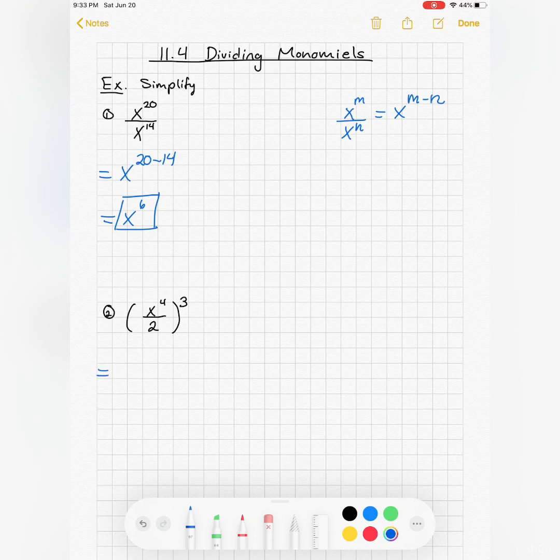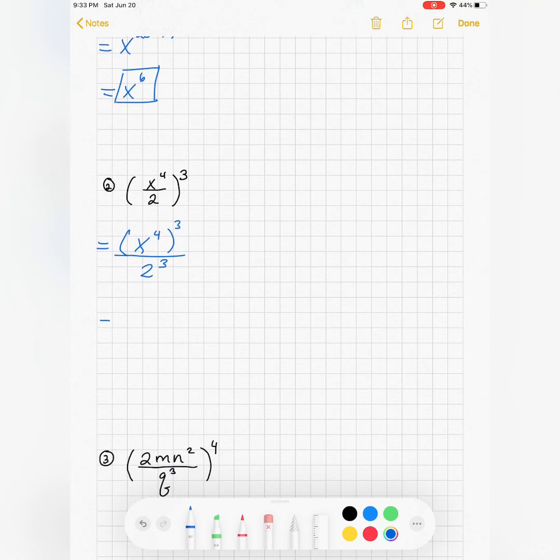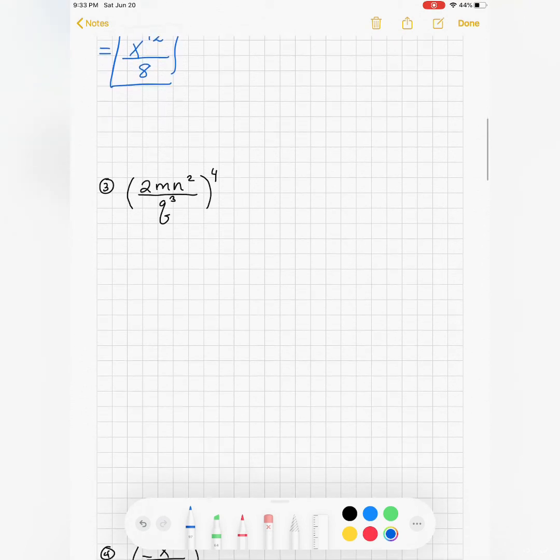What about here where I have an exponent on a fraction? Because that exponent is applied to the whole fraction, I'm going to go ahead and distribute it to the numerator and the denominator. Power to a power, remember I multiply, and 2 cubed is 8. Okay, so here I have an exponent on a fraction.